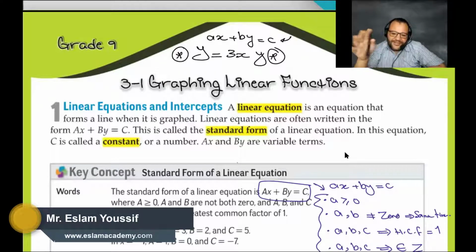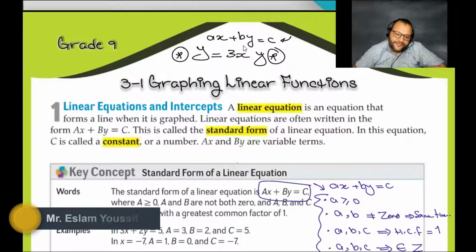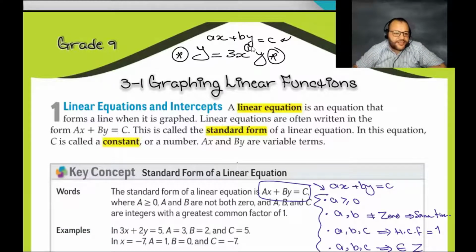X has its own degree and Y has its own degree. So it becomes 3xy, all of them to the power 2. So all of them will be of the second degree.